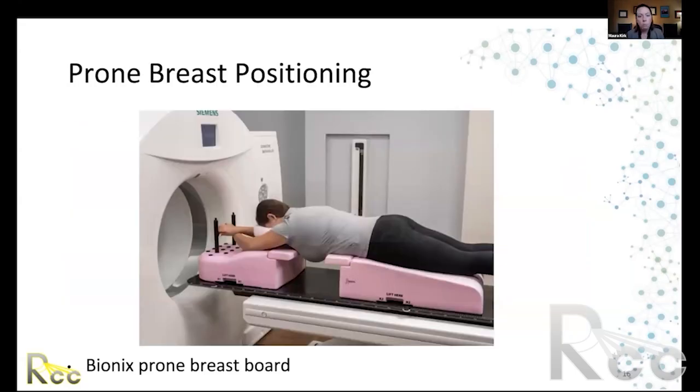Here's an example of a prone positioning board. I think prone positioning can be advantageous for some patients, especially large-breasted patients, maybe left-sided large-breasted patients. It has been shown to reduce heart and lung dose for some patients, but the setup can be a little bit more tricky, and your clearance of the gantry to get around the patient can be tricky. But this is another option for positioning, and this is just one vendor example of a prone breastboard.